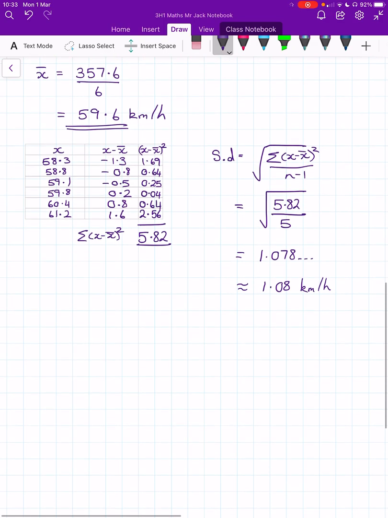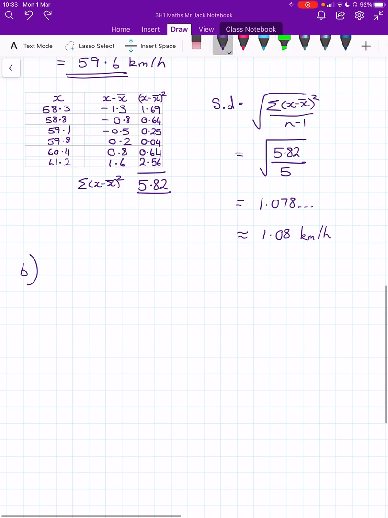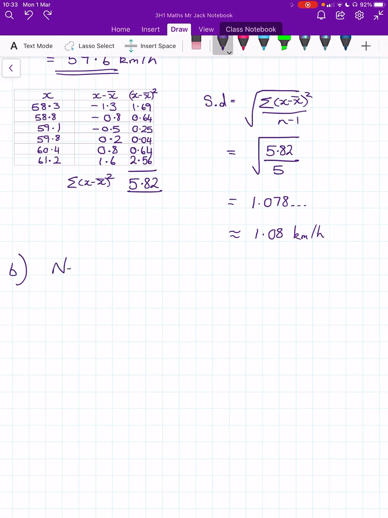Now the next part, this is the new bit of the question. It says, make 2 comments comparing his top speeds on his 2 bikes. And we're given the values of his old bike here. Just to isolate the data that I'm looking at, I'm going to write the new bike, and then the old bike over here, and I'm going to have the mean, and the standard deviation.